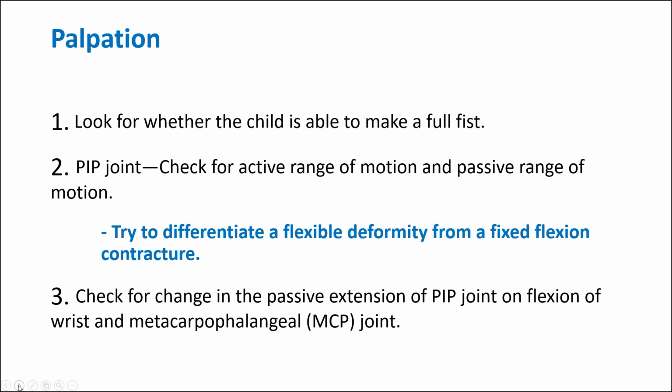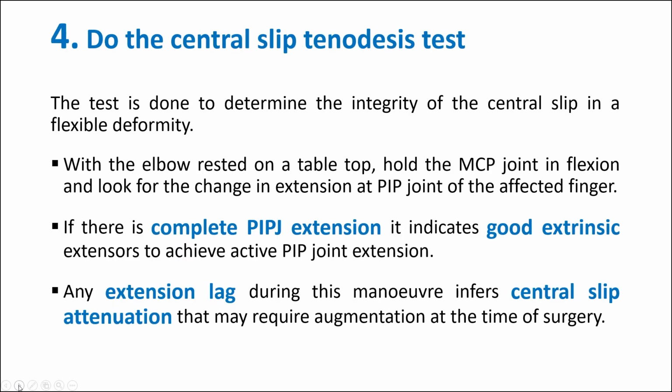Coming to the palpation, first ask the child to make a full fist, and then you can also try passively. Then you check the active range of motion and passive range of motion at the PIP joint of the affected finger. And here you are going to differentiate whether it is a flexible deformity or a fixed flexion contracture. Because if you flex the wrist and the MCP joint, and there is a change in the passive extension of the PIP joint, then it will give you an idea about a flexible or a fixed deformity.